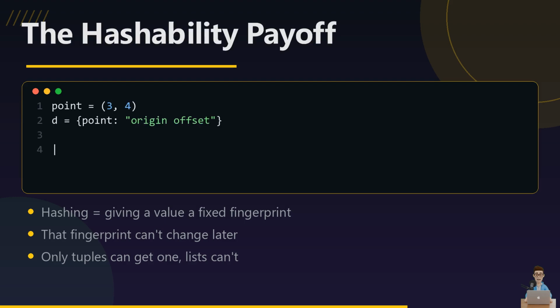Think of hashing like stamping a value with a fingerprint the moment it's created. Python uses that fingerprint to file it instantly in a dictionary or set. But a fingerprint only works if it never changes. A tuple can get one because its contents are locked for life. A list can't because it could mutate right after you'd filed it away and the fingerprint would go stale. That's why tuples can be dictionary keys and lists flatly cannot. Forget the syntax debate. This is the real reason tuples exist.